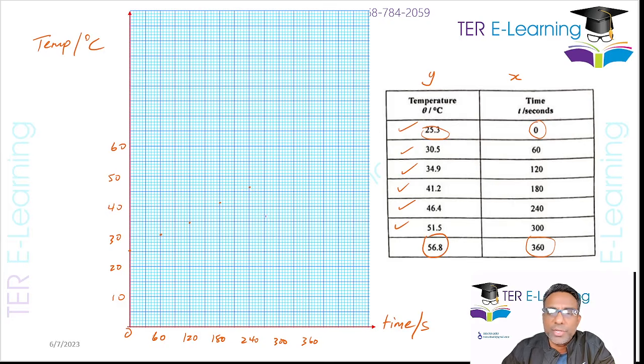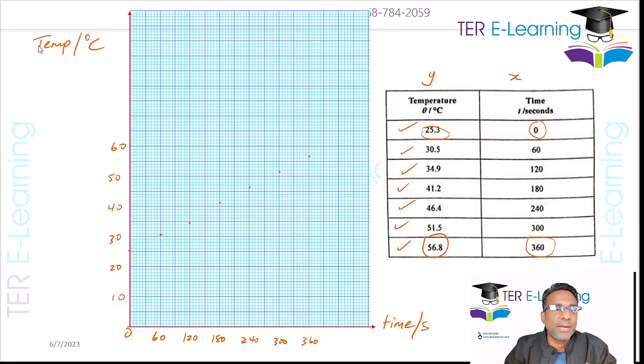Right, next one is 300 against 51.5. That's about here. And the last one is 360 against 56.8. So 56.8 is probably around here. Right? So those are my points that are plotted there. And we can see that we have a general straight line here.